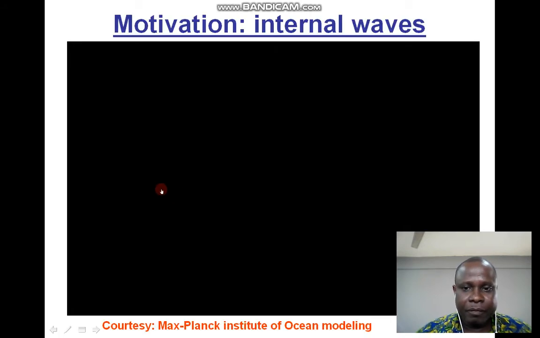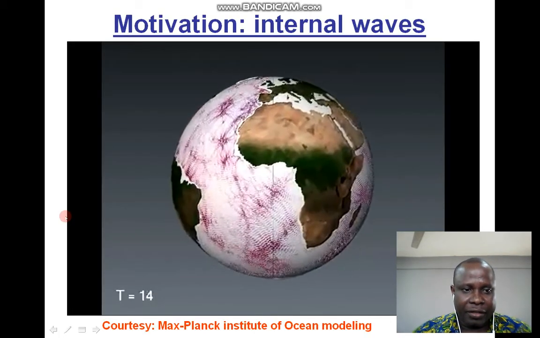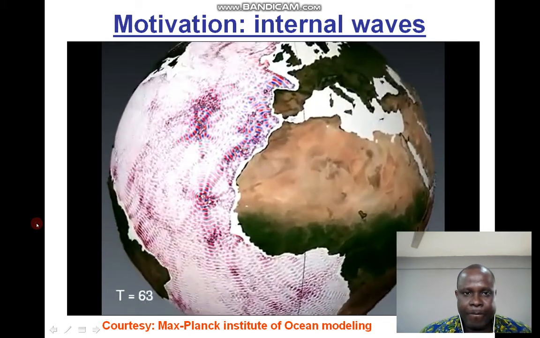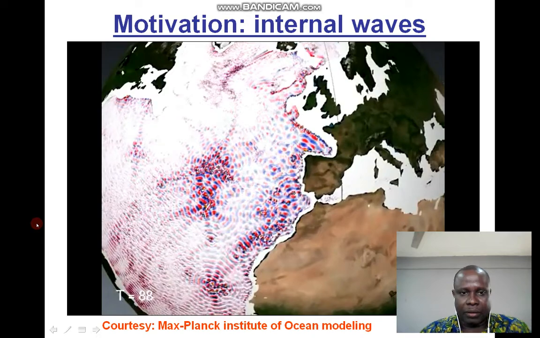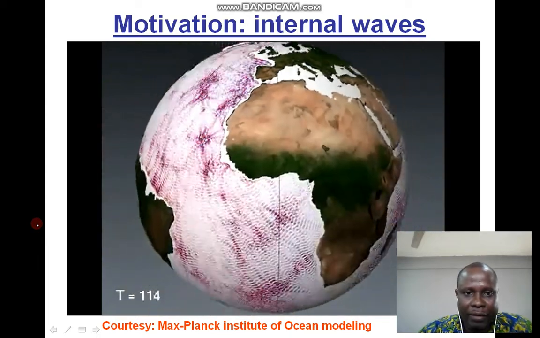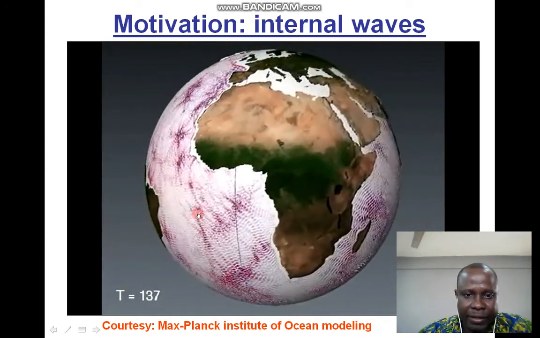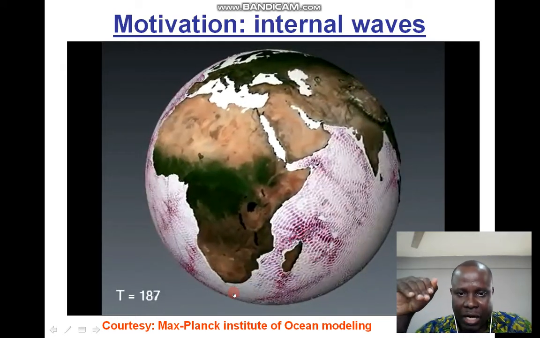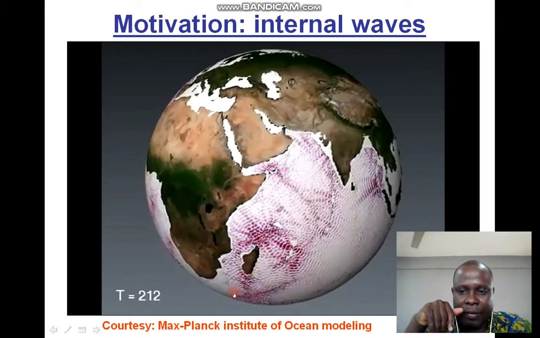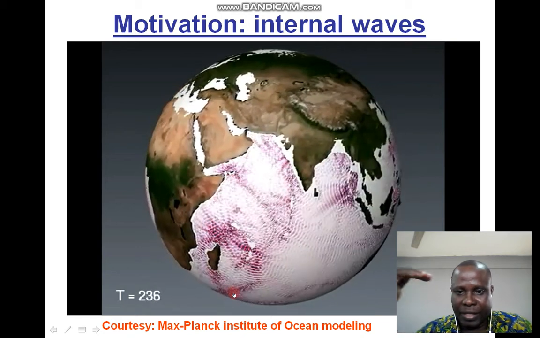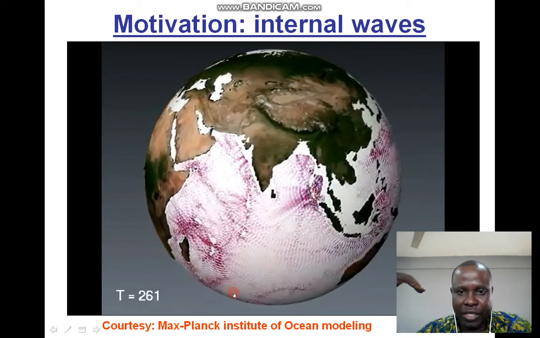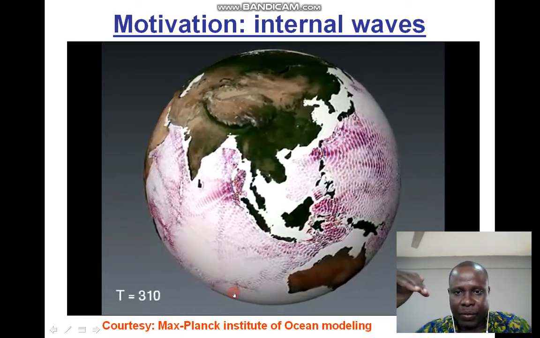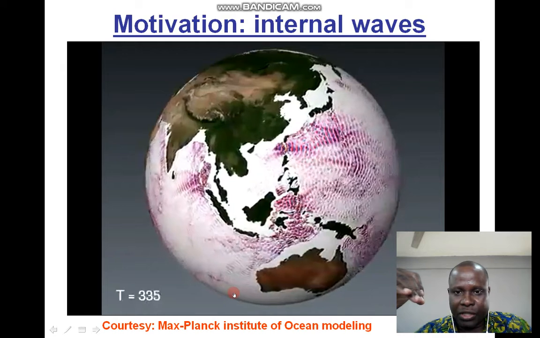Okay. So this is a movie I often like to show from the Max Planck Institute of Ocean Modeling, where they did a global model of the ocean and they modeled internal waves. So these red spots are waves that are within the ocean. They are called internal waves. I showed you this in the lab experiments that I did a few years back with my advisor, my supervisor. So these waves are within the ocean and they are very important.